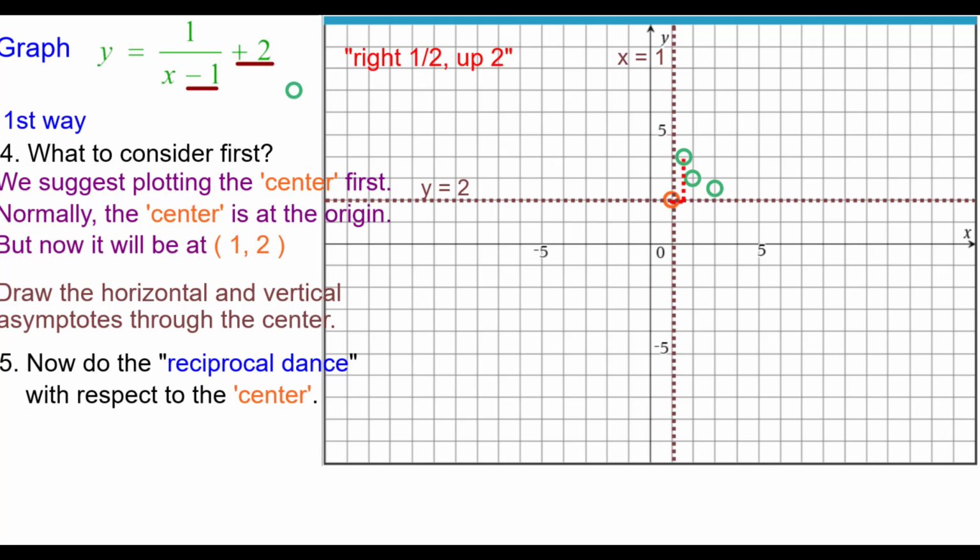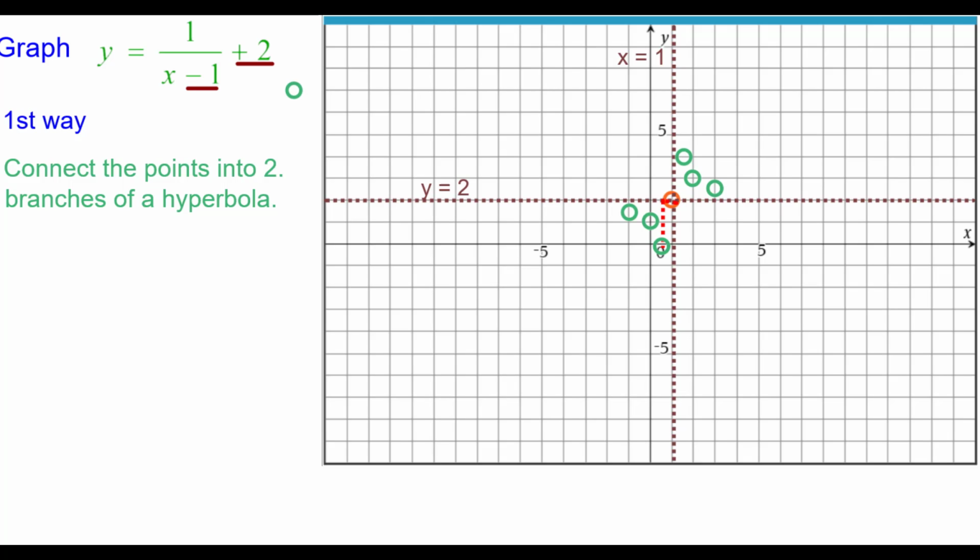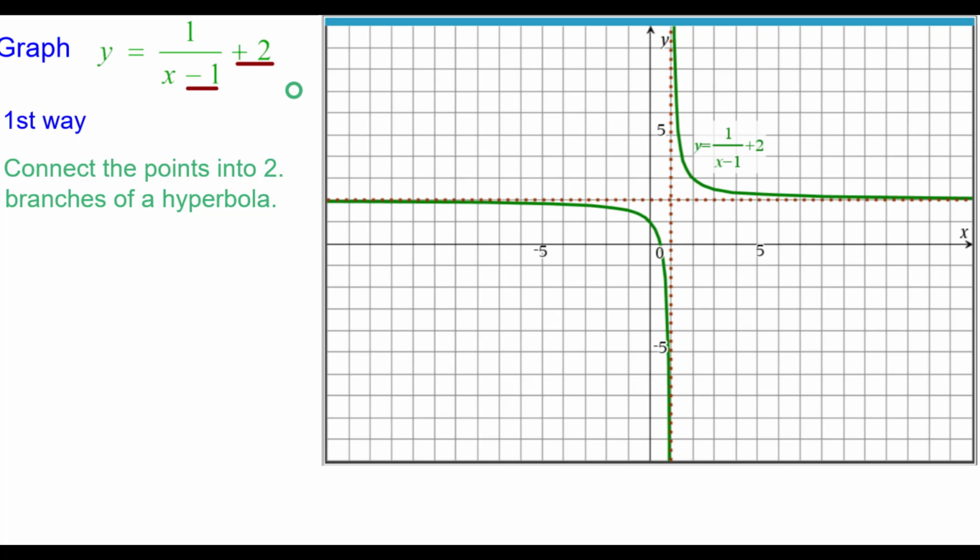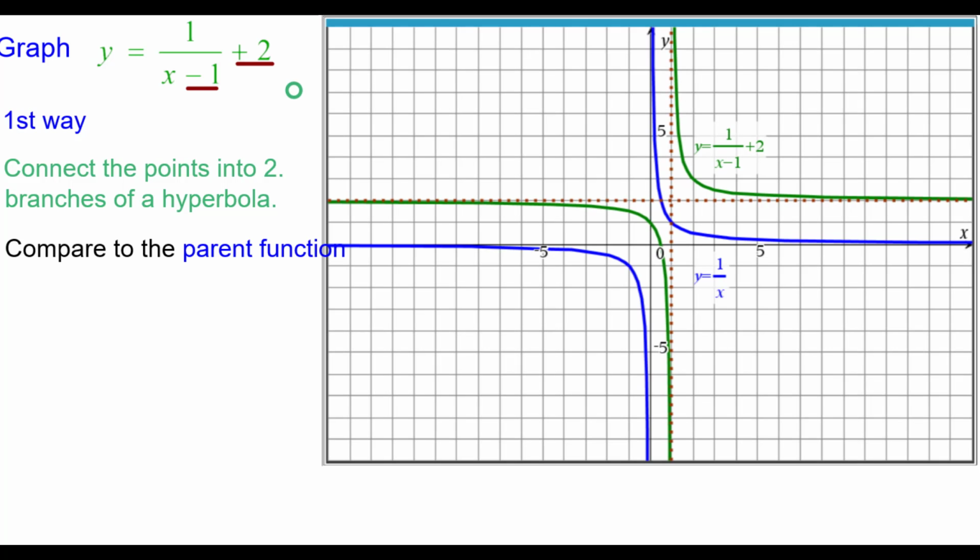In the so-called third quadrant, we'll go left 1, down 1, left 2, down a half, and left a half, down 2. We'll connect the points into 2 branches of a hyperbola using the asymptotes as boundary lines. And we compare it to the parent function y equals 1 over x.